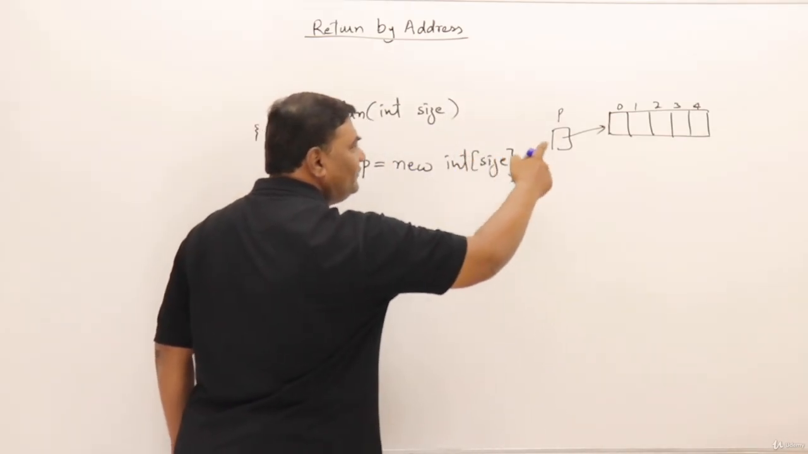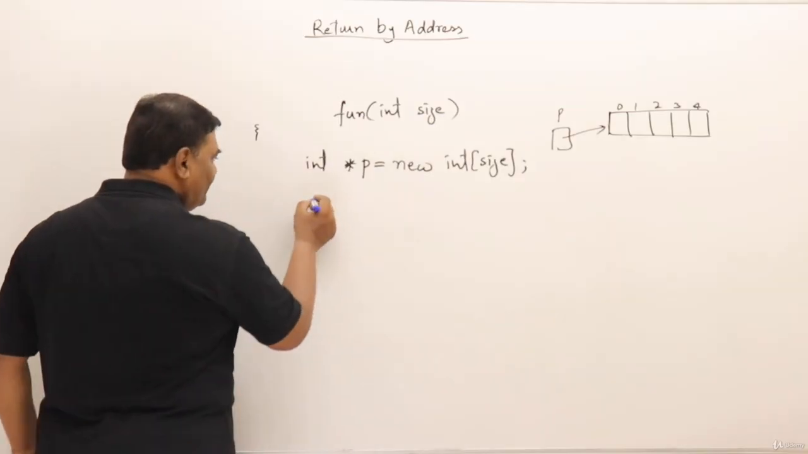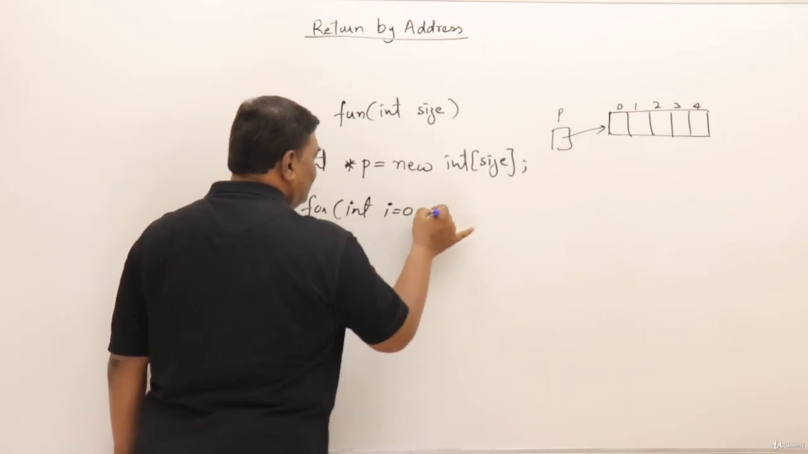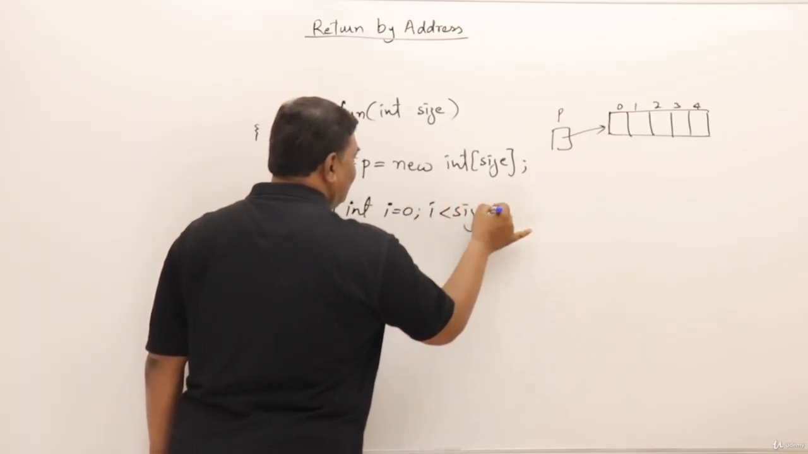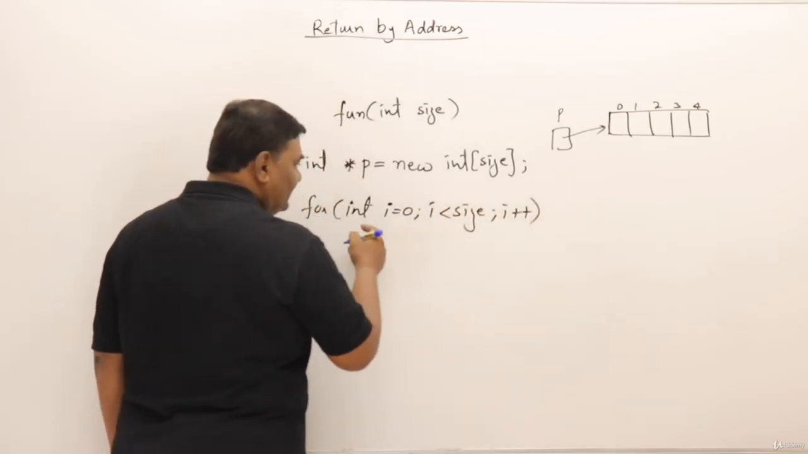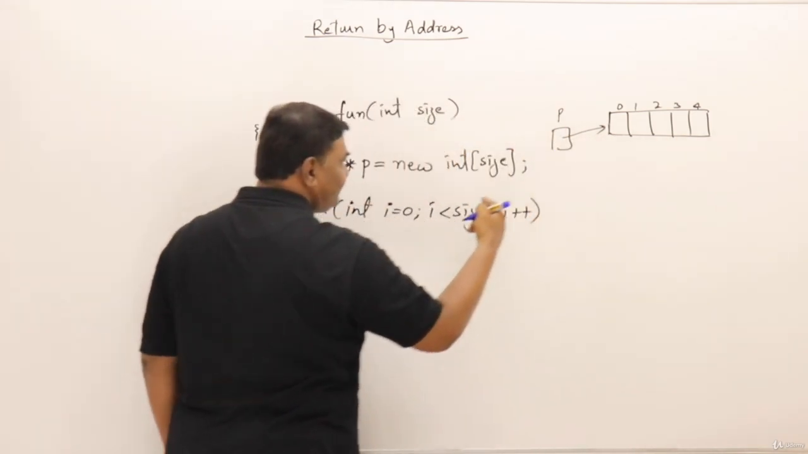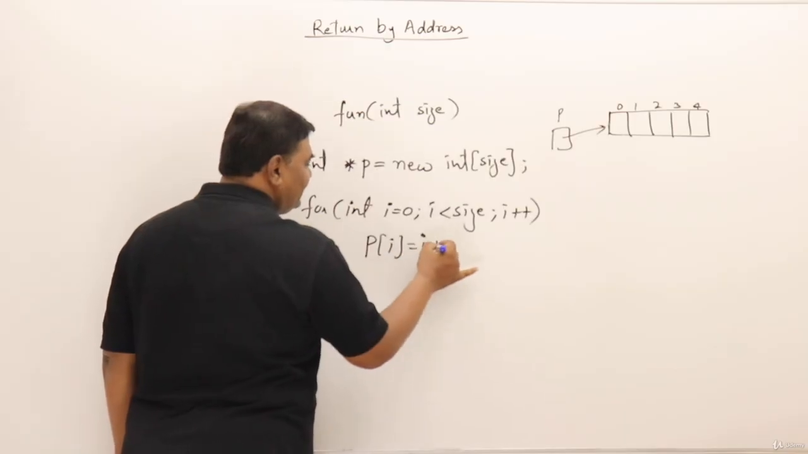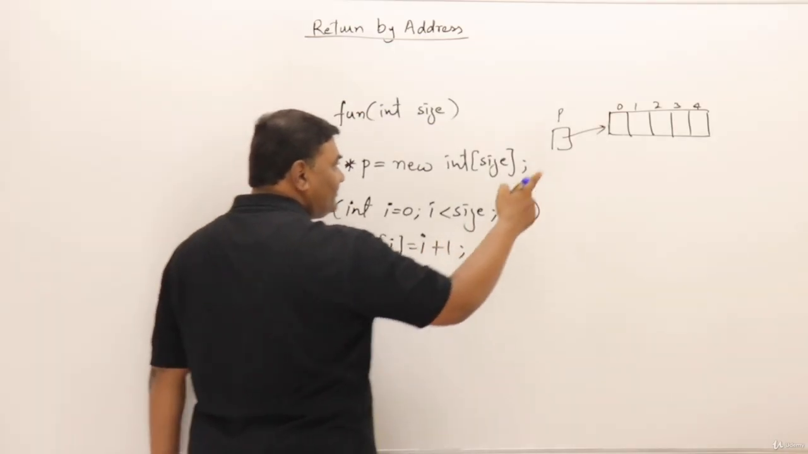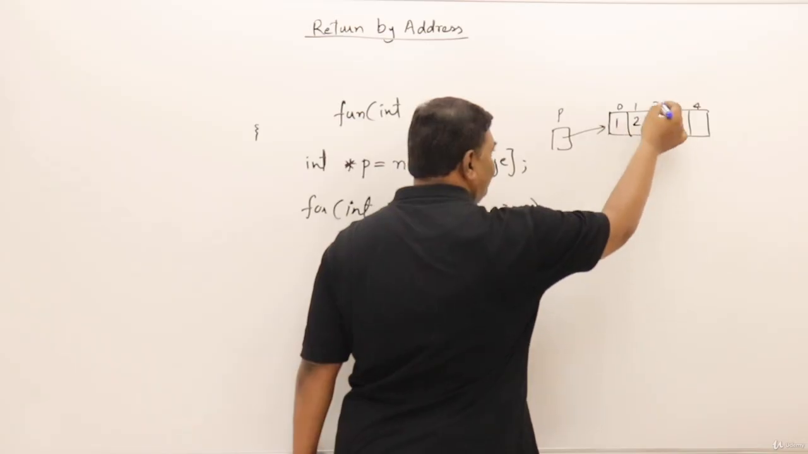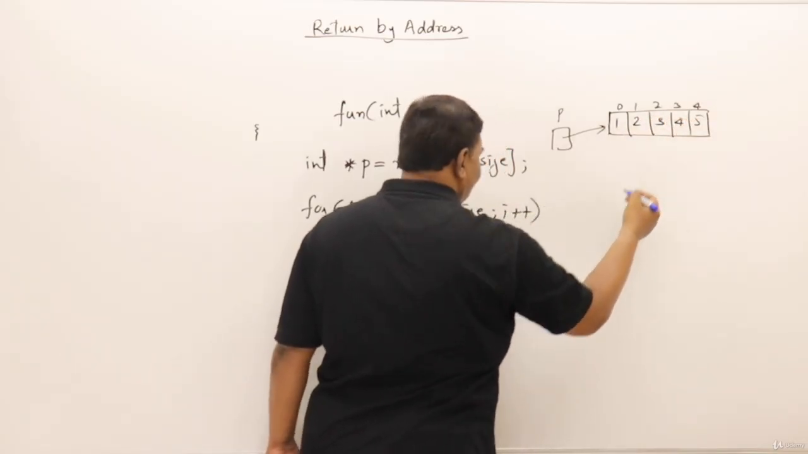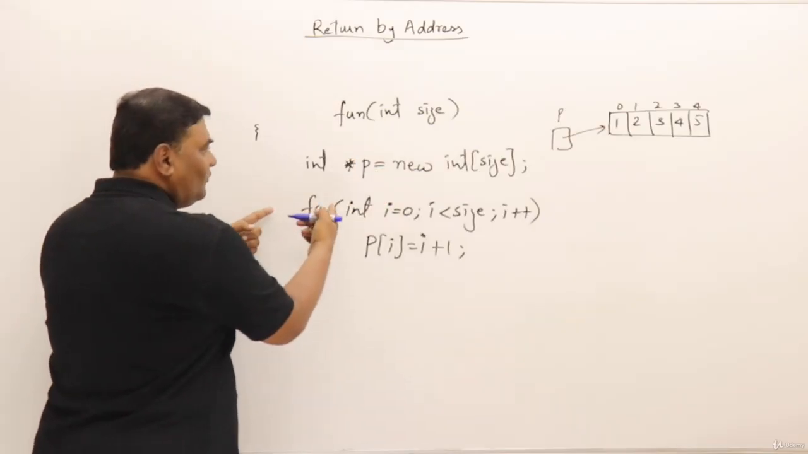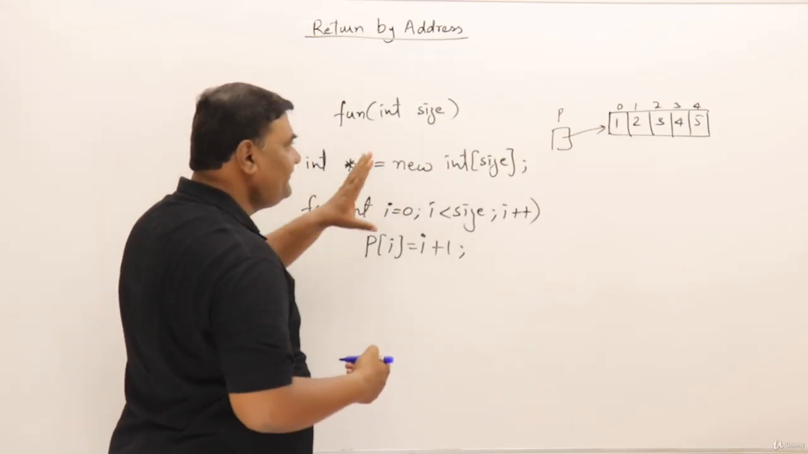What I'll do is fill those values from 1 to 5. For int i = 0, i < size, i++. So this will take me through all the elements of array p. Then p[i] = i + 1, meaning whatever the value of i is, plus 1. So p[0] is 1, p[1] is 2, p[2] is 3, and 4 and 5. So this will fill the elements with natural numbers from 1 to 5. Then what the function has done is created an array and filled the elements.